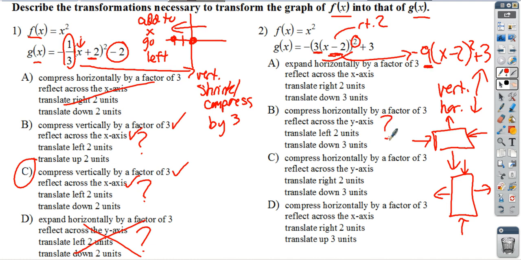So this is a possibility, because that's compressing. So is this, and so is this. We said that minus 2 means it goes right 2, so that one is out. This one we already got rid of because we're not expanding horizontally. So we're down to C and D. What does the minus do? The minus flips it over the x-axis, not the y-axis, so that's wrong. And then plus 3 means go up 3. So that is option D right there.